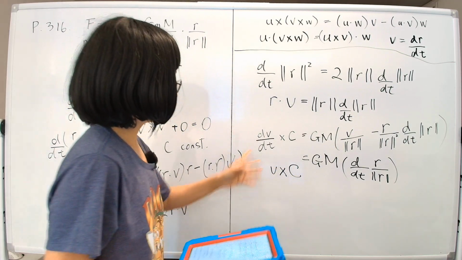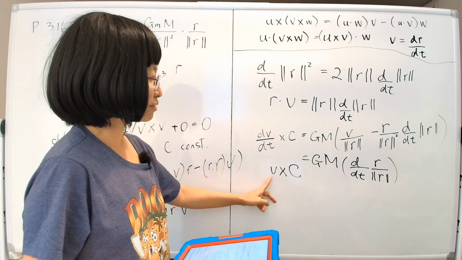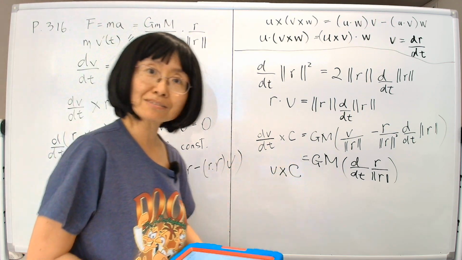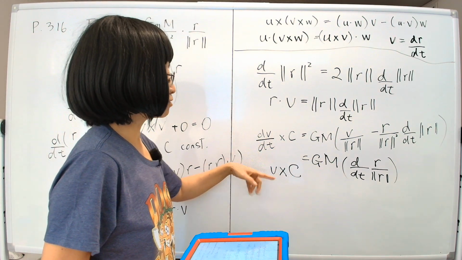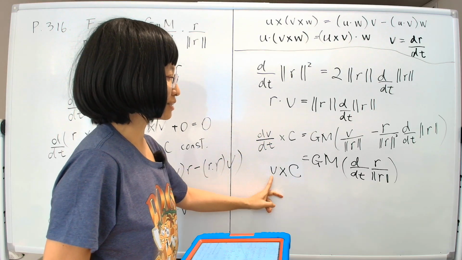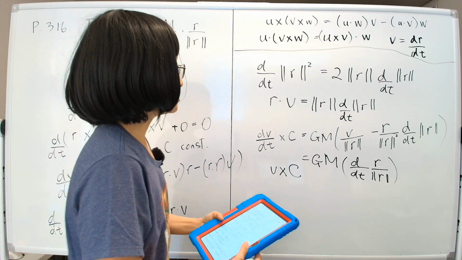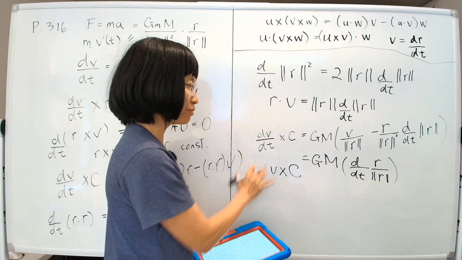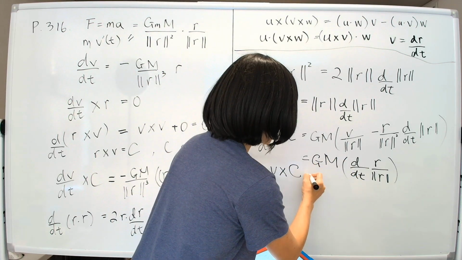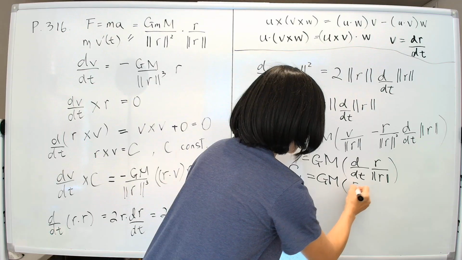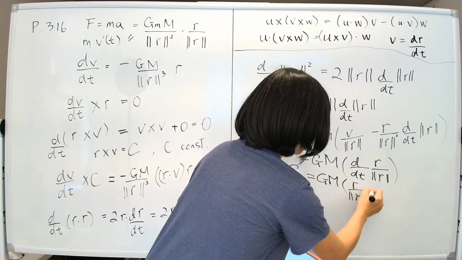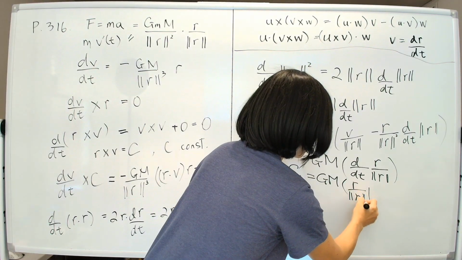You just integrate this thing and then do the crossing. It makes no difference if you integrate the whole thing, or integrate this first and then cross. So when we integrate both sides, it equals GM r over the magnitude of r.